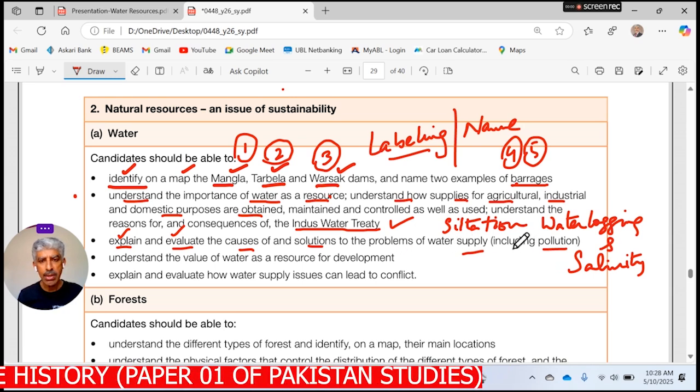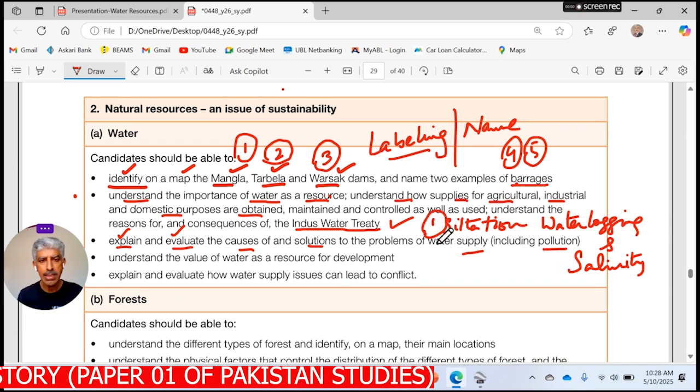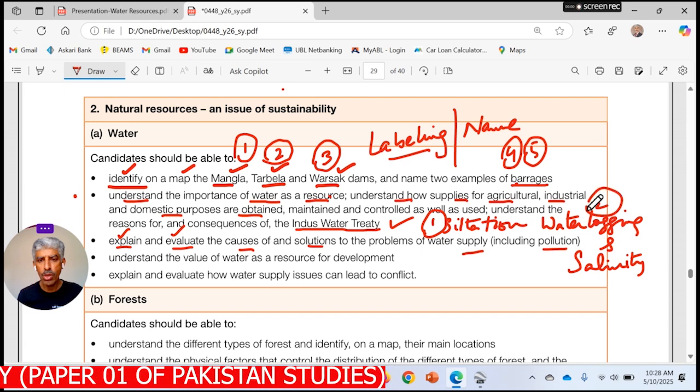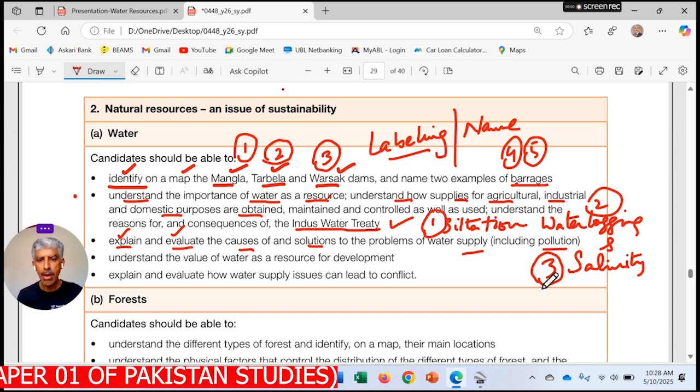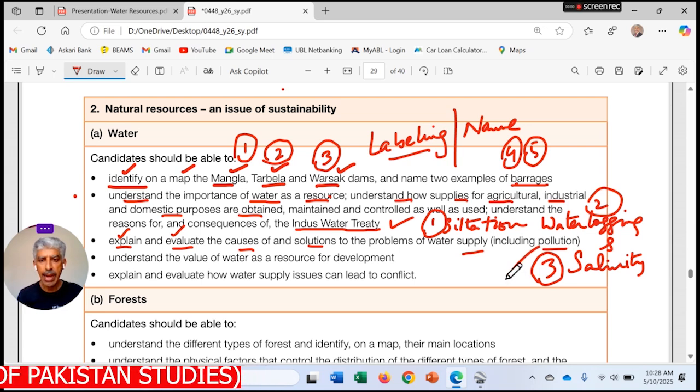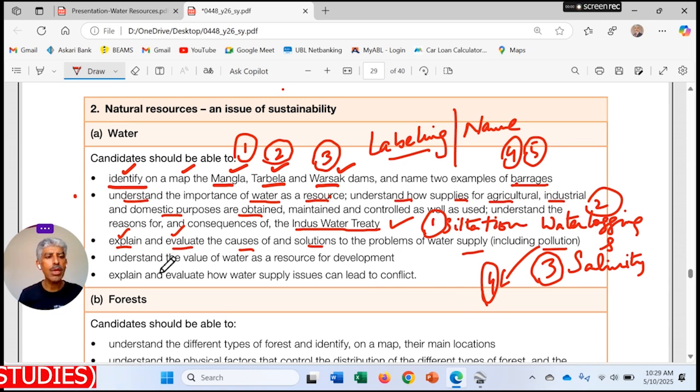So here we have the issues. Issue number 1, siltation. Issue number 2, waterlogging. Issue number 3, salinity. And waterlogging and salinity are interrelated. And next one is the pollution factor. So we are supposed to be very clear in our explanations and evaluations regarding the causes: why siltation is happening, why waterlogging is happening, why the water is getting contaminated, and what the solutions to those are.